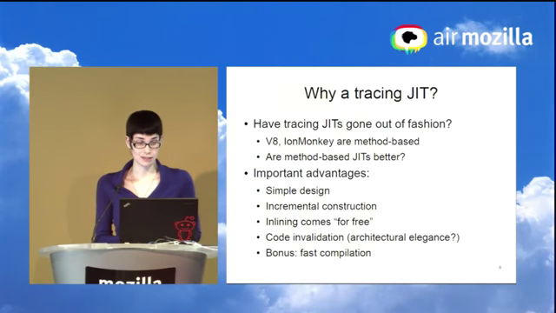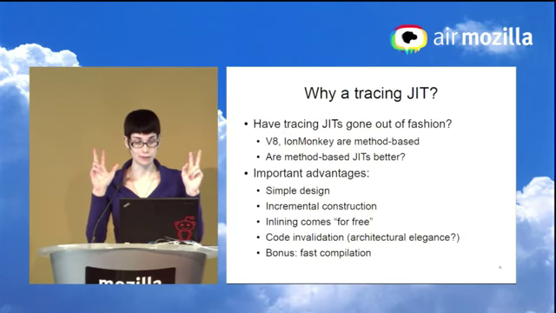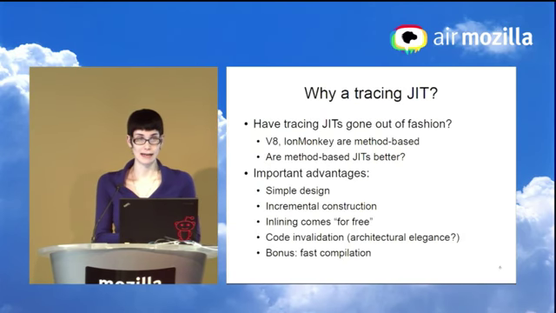I chose a tracing JIT for multiple reasons. One of them is that it allows me to have a simpler design and to build the JIT incrementally on top of the interpreter. There's also some interesting advantages, such that I get basically inlining for free. And there's some architectural advantages, perhaps, which is that I believe invalidating code, invalidating optimizations, is very easy to do in a tracing JIT, probably easier than it is to do in a method-based JIT, where you might have to bail out of multiple levels of inlining and things like that. And as a bonus, of course, tracing JITs are known for fast compilation.